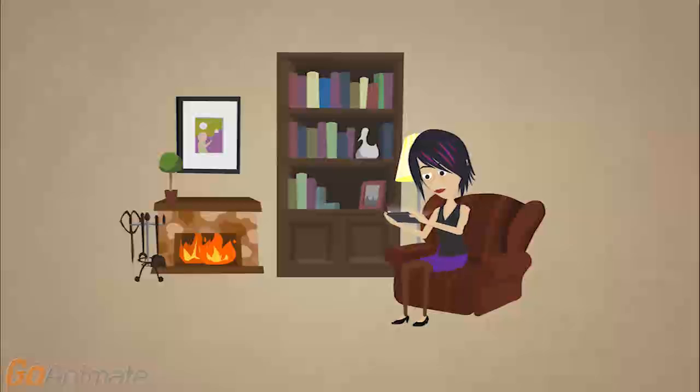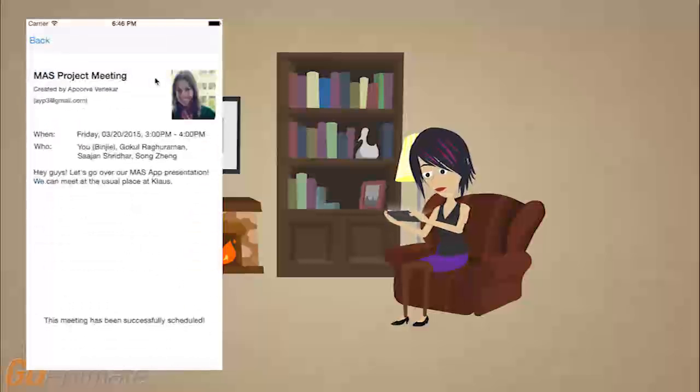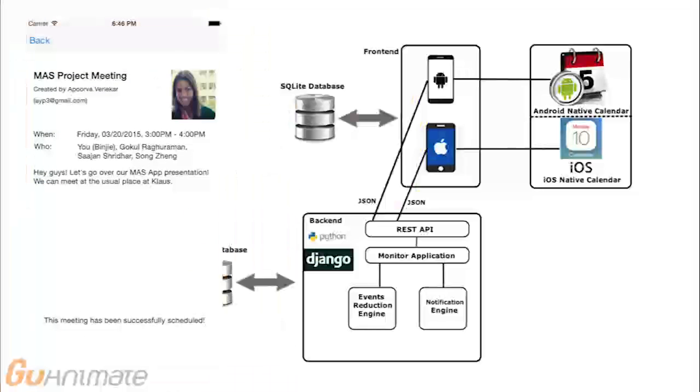When the decide-by date has passed, Apoorva can select any of the common available time slots that work for everyone and finally schedule the meeting, and this is the final time for the meeting chosen by Apoorva.